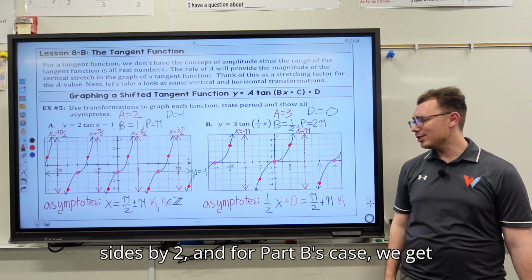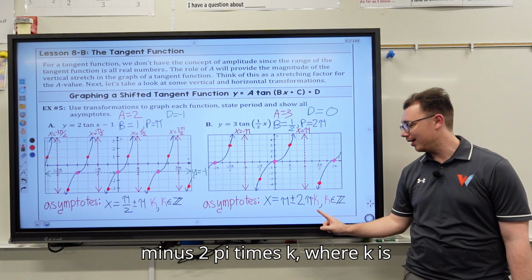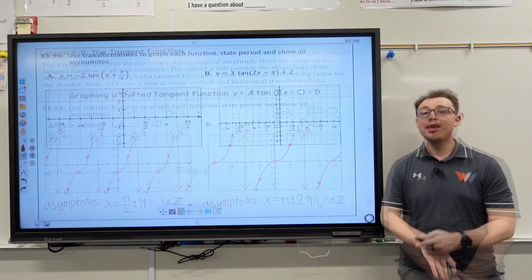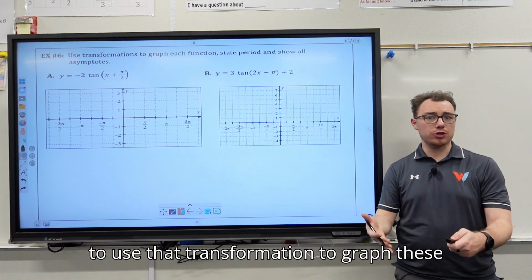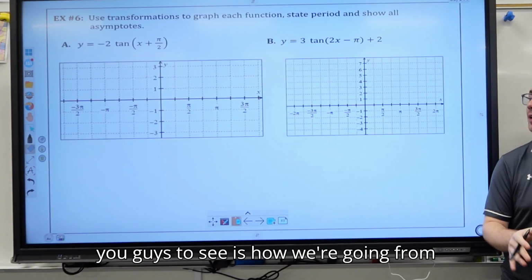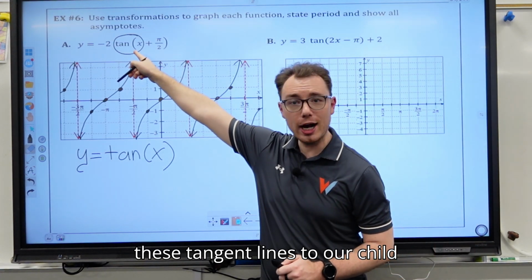And for part B's case, we get that x is going to be equal to pi plus or minus 2 pi times k, where k is equivalent to any integer. In example 6, we're going to do the same thing as example 5. We're going to use that transformation to graph these functions. However, what I'd like you guys to see is how we're going from these tangent lines to our child functions.